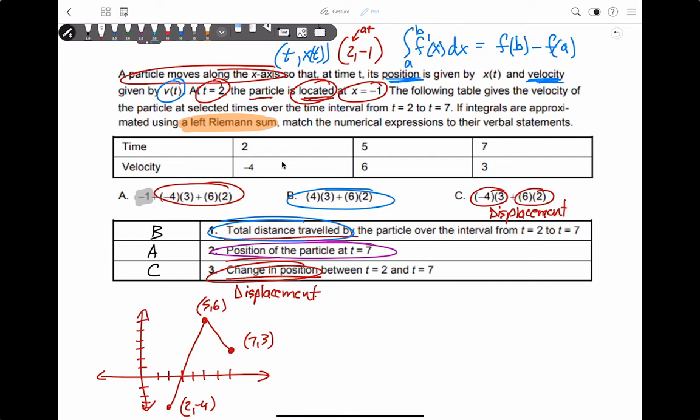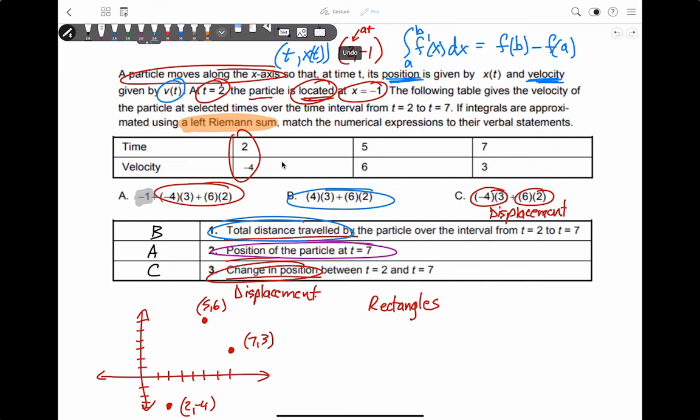Okay. So looking at this, we don't know if that's exactly what the graph looks like, but I'm trying to get your brain wrapped around it. When we go to Riemann sums, we're looking for rectangles. So let's go ahead and do the rectangles that are going to be built around these 3 points that were given here, here, and here.